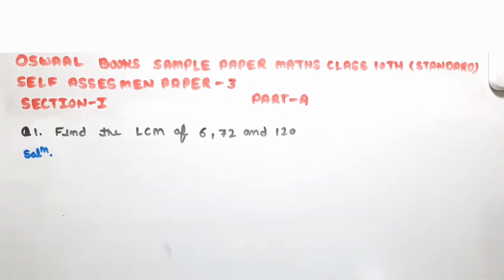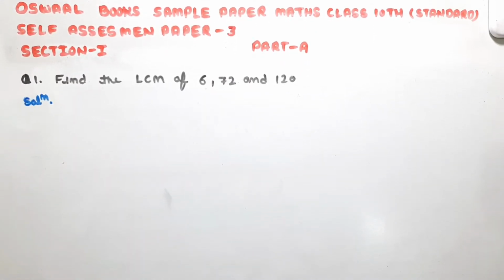Oswald book, sample paper math, class 10th, standard, self-assessment paper 3, part A, section 1, question number 1. Find the LCM of 6, 72 and 120.